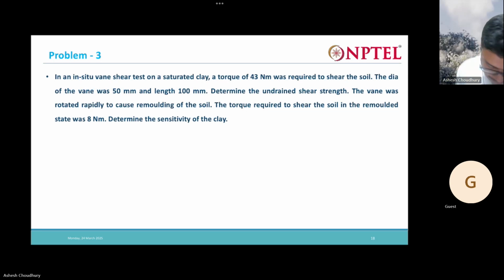So in an in situ vane shear test on a saturated clay, a torque of 43 Newton meters was required to shear the soil. The diameter of the vane is 61 and height 100. Determine the undrained shear strength. The vane was rotated rapidly to cause remolding of the soil. The torque required to shear the soil in the remolded state was 8 Newton meters. Determine the sensitivity of the clay. So this is the shear strength.